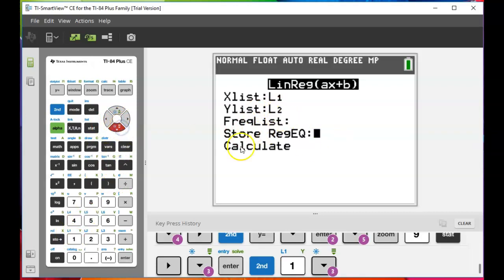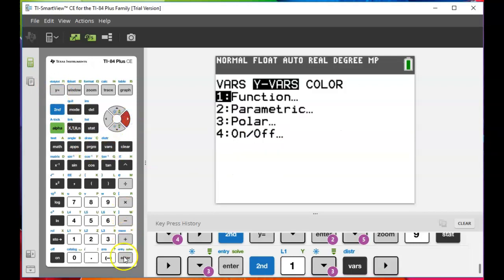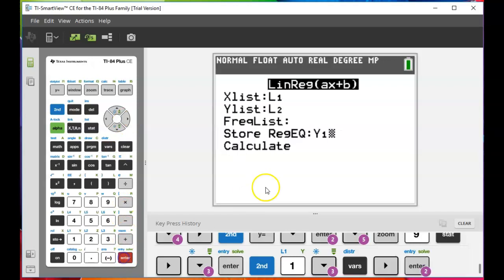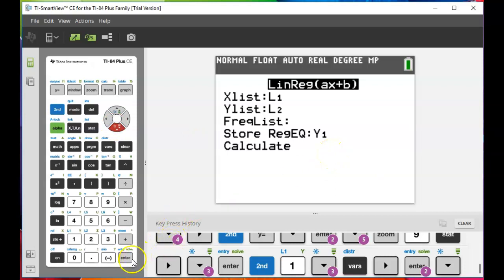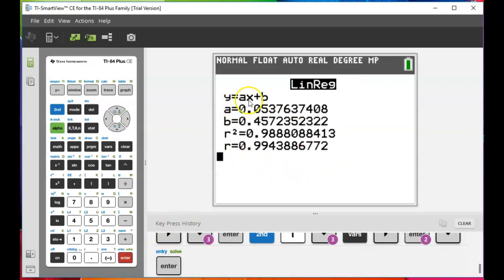And I actually want to store this regression equation in my Y1. So I'll show you how to do that. So I hit vars, go to Y variables, enter, enter. Now it's going to store that equation in my Y1, so I don't have to write it down and then store it later. So I hit calculate, and here's my regression equation right here.